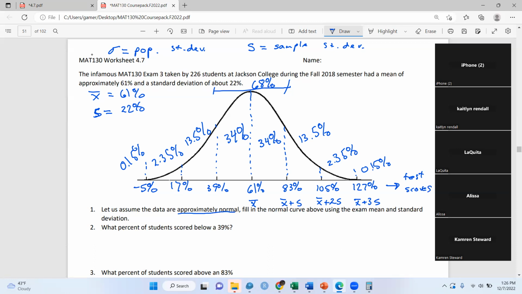So try number 2. Figure out what percent of students scored below 39%. I'll give you like 2 minutes. Set a timer for 2 minutes.